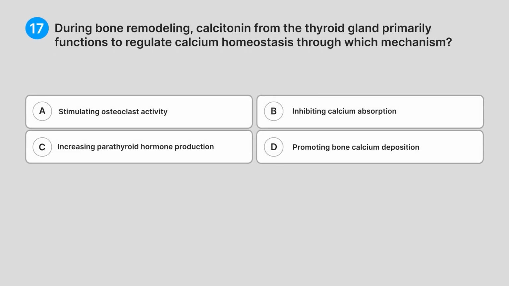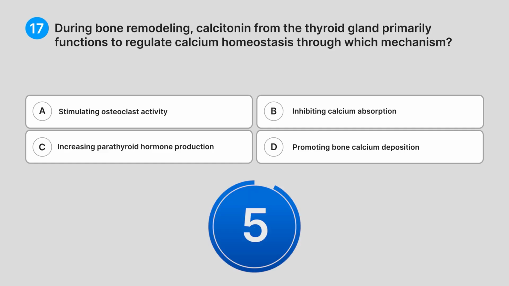17. During bone remodeling, calcitonin from the thyroid gland primarily functions to regulate calcium homeostasis through which mechanism? A. Stimulating osteoclast activity. B. Inhibiting calcium absorption. C. Increasing parathyroid hormone production. D. Promoting bone calcium deposition. Can you guess the answer?